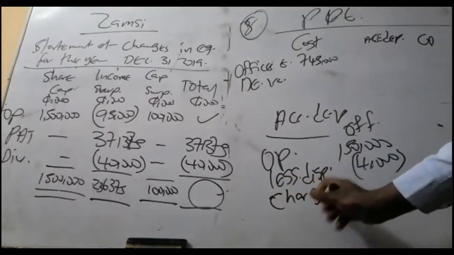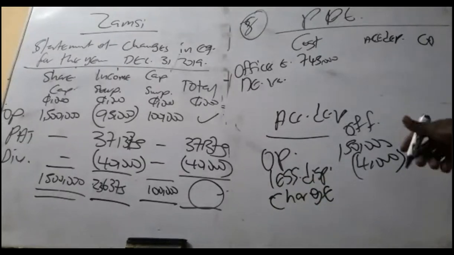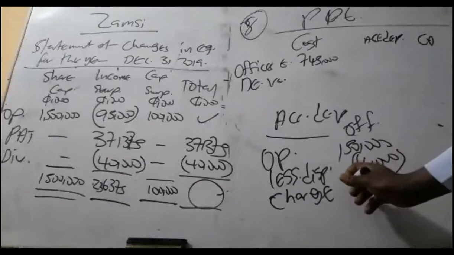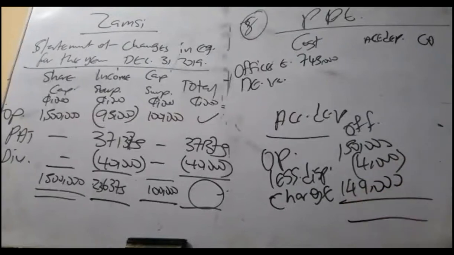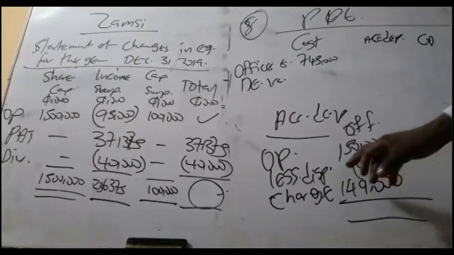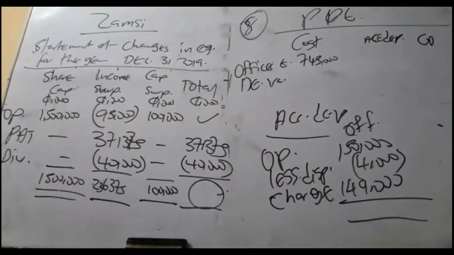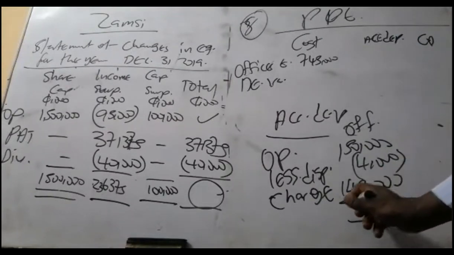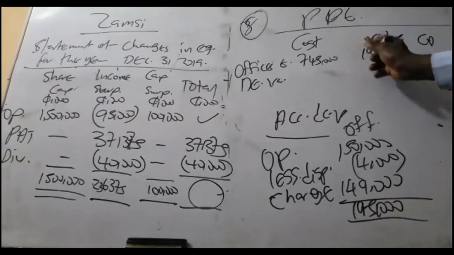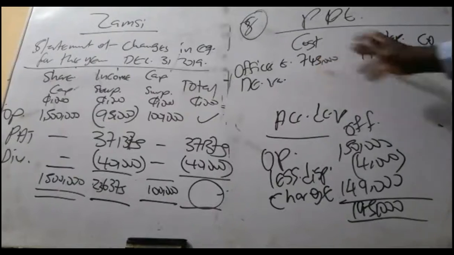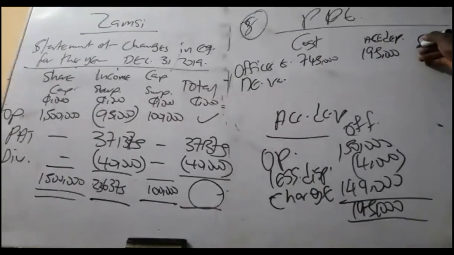Charge. Depreciation charge on this was 149,000. So the question is, what's the total accumulated depreciation? This will give us 195,000. Do the subtraction. You get 450. We go to delivery van.